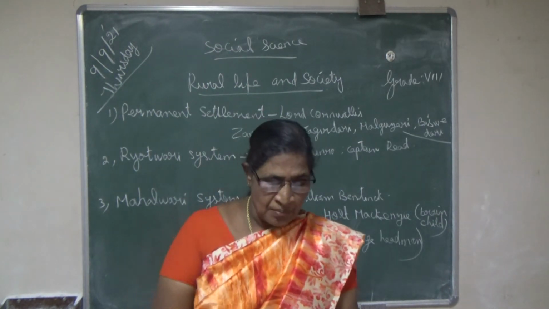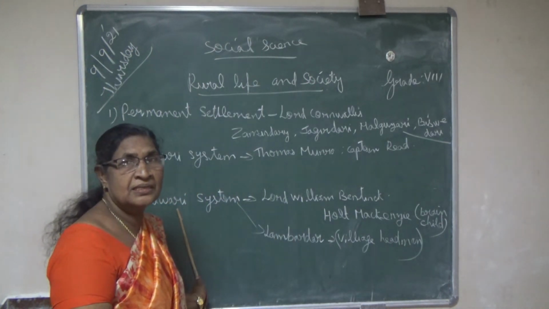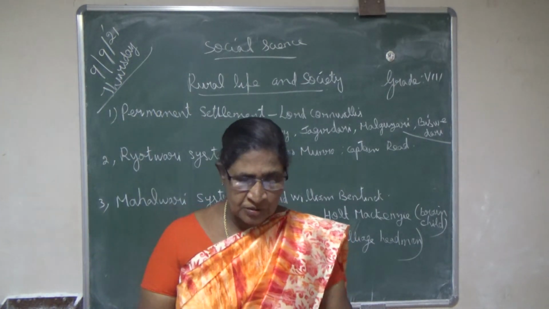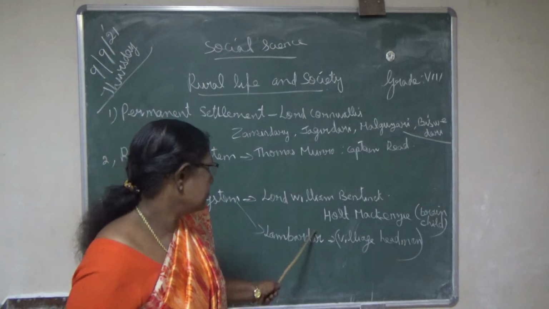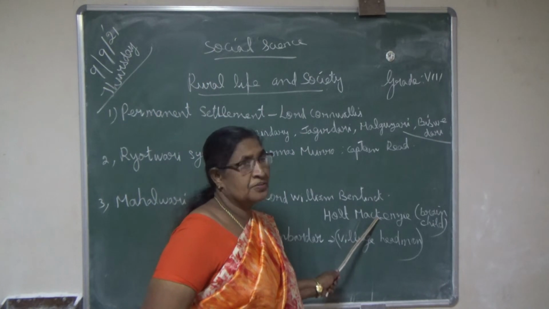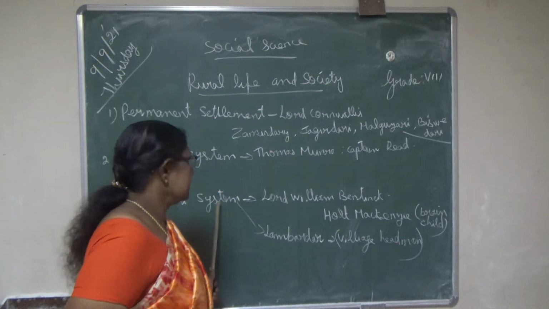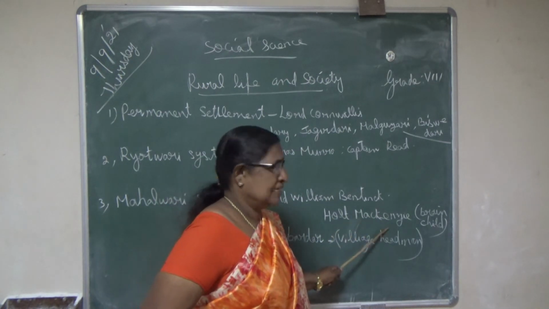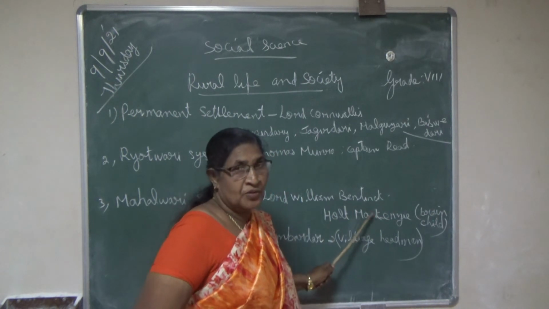So the next system, the Mahalwari system. Already I told you, Mahal means a few villages together called a Mahal. According to the Mahalwari system, this system was the brainchild of Mackenzie, who introduced the theory. He was the founder of the theory, which was the Mahalwari system.